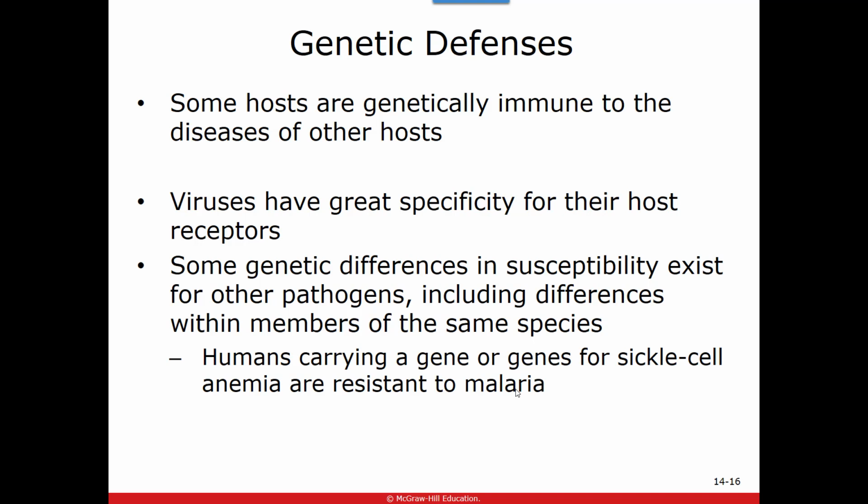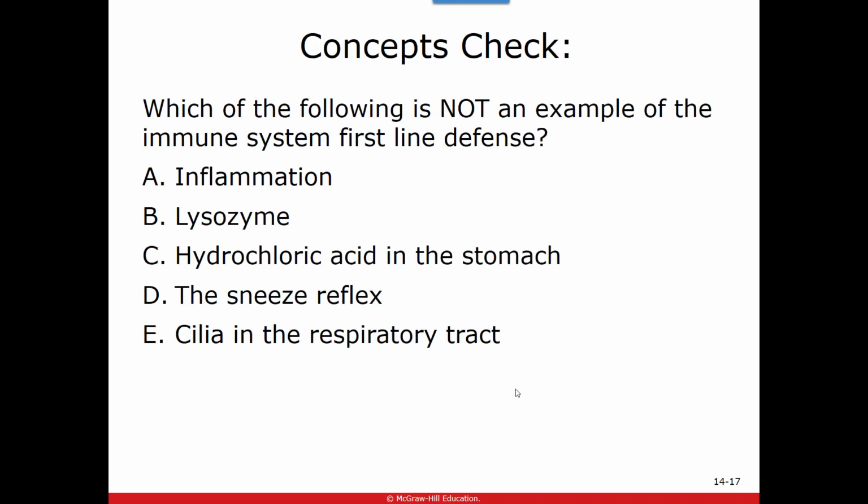Now, my little concept check I have on here: which of these is not an example of the immune system's first line of defense? And the answer is inflammation. Inflammation we haven't gotten to yet. That's a process. Everything else has been a chemical or some type of structural defense. The sneeze reflex comes from the cilia picking up different things. It's all there to prevent things from getting in physically.